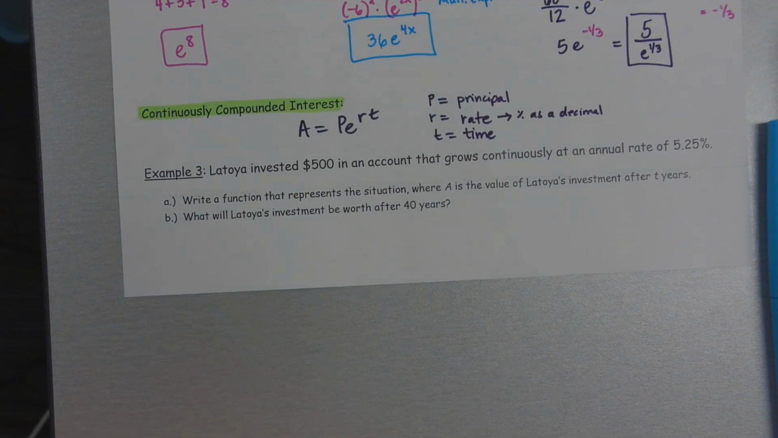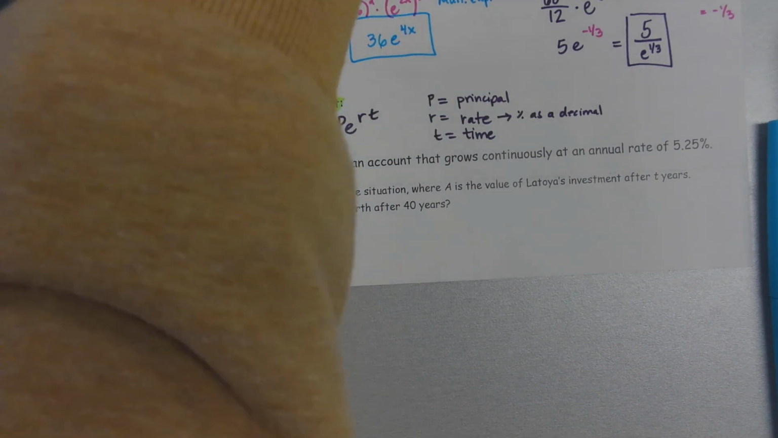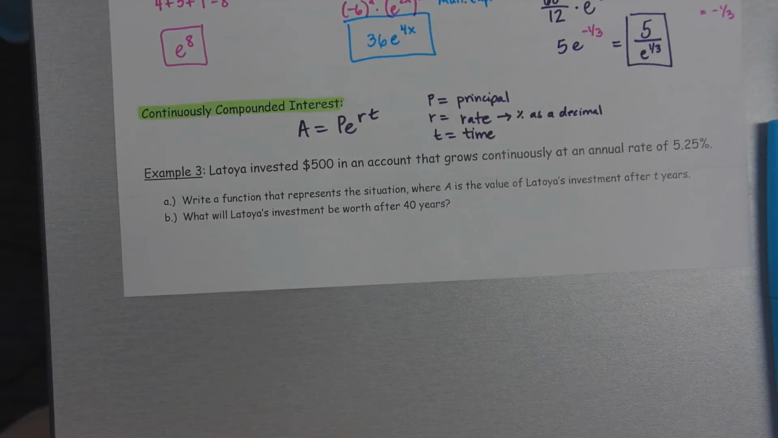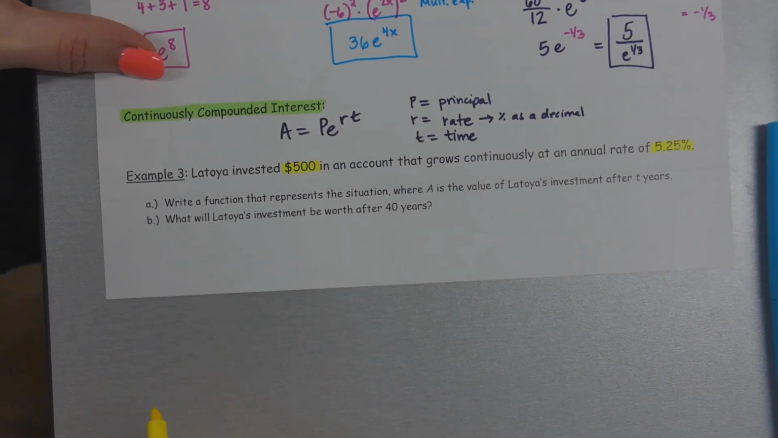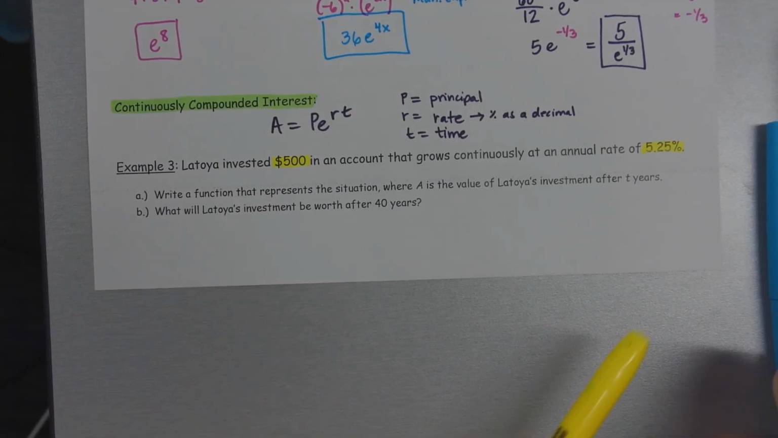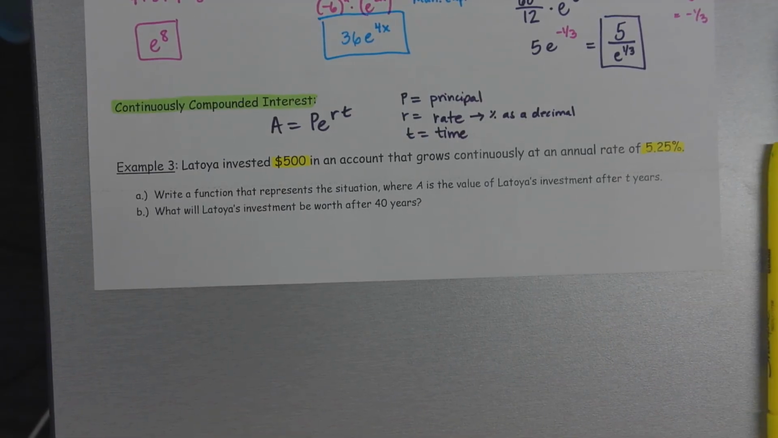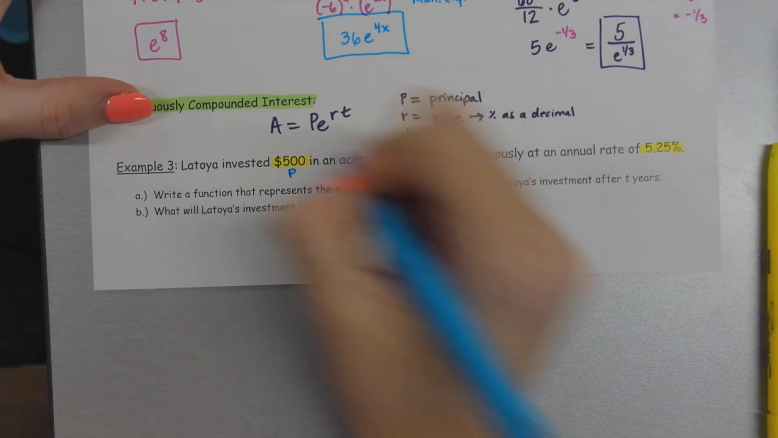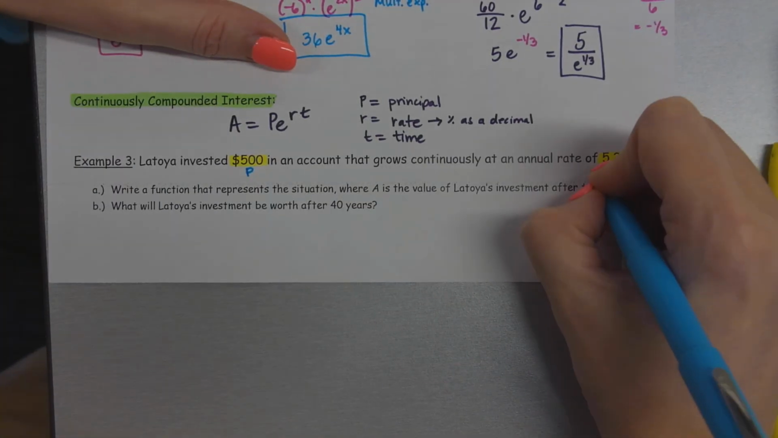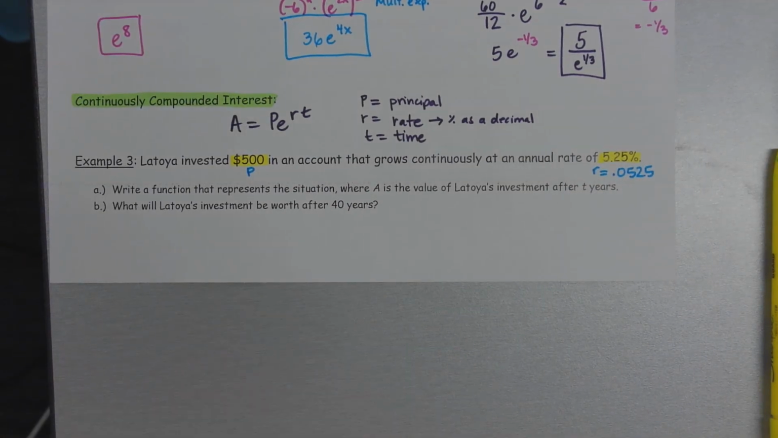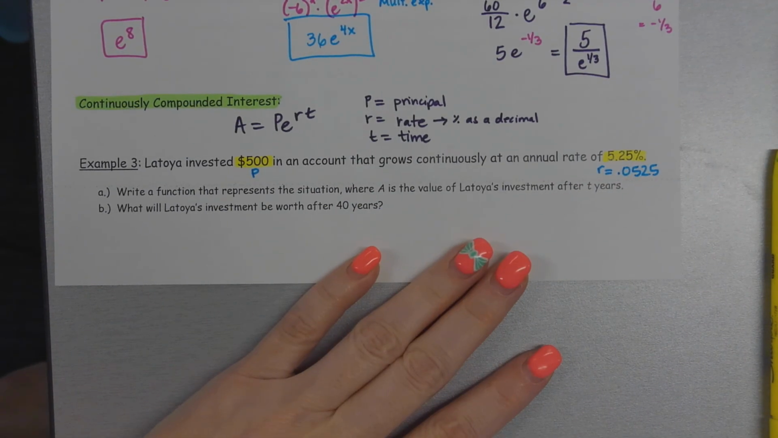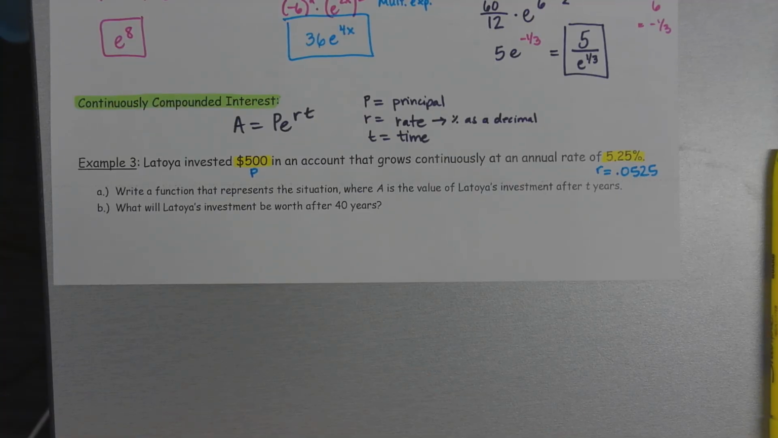Okay, so Latoya invested $500 in an account that grows continuously at an annual rate of 5.25%. So one strategy that we used earlier this week is anytime you see a value that you know you're going to plug into your equation, we want to highlight that and put what we're going to plug it in for. So the principal is 500. Your rate, let's go ahead and move that 2 decimal places. So 0.0525. It's 2 decimal places because you're dividing by 100.